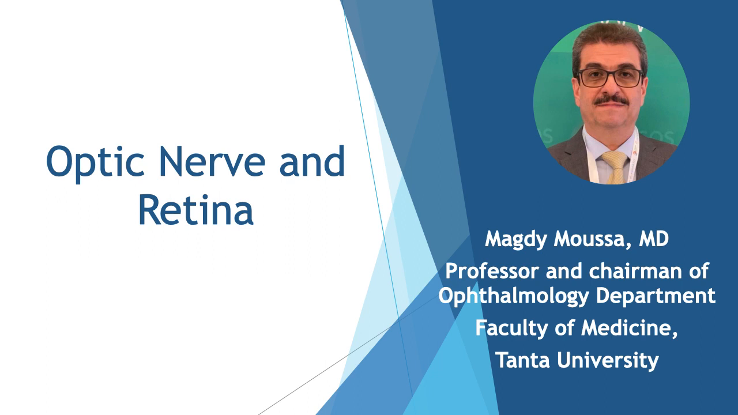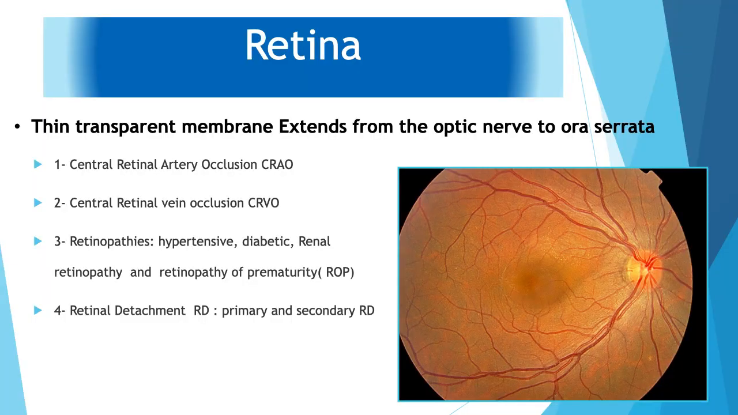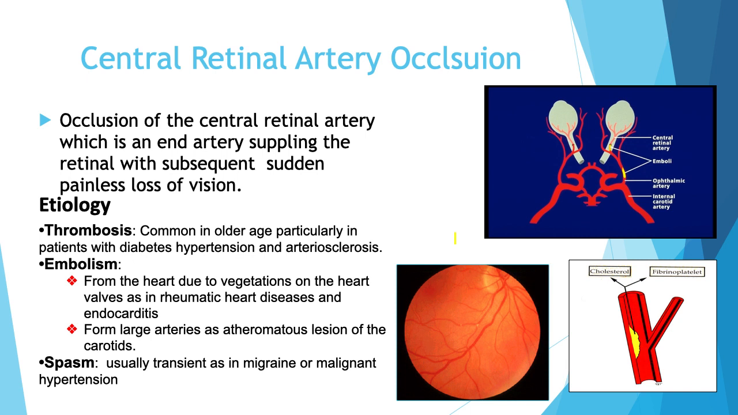محاضرتي النهاردة هتكون optic nerve and the retina. So today's lecture is going to be about optic nerve and the retina. Central retinal vein occlusion. Other retinopathies, you will have it in the endocrine, like diabetic retinopathy, retinopathy of prematurity in the pediatrics. And we will speak about retinal detachment, either primary or secondary, where the retina is separated from the underlying layer. Let's move to the most common disease we'll speak about today.